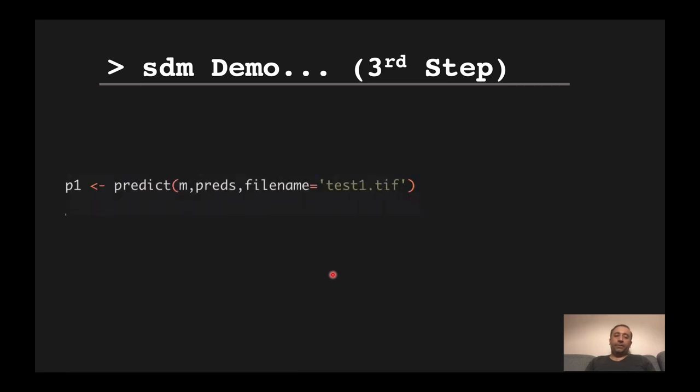And the third step is the predict function. So in the predict function, you specify the model object, the output of the STM package. Then you specify the predictors over which you're going to generate the probability of occurrence. And then since this predictor is a raster object, you're going to specify the name of the output raster object. If this is a data frame, you can specify a CSV file.